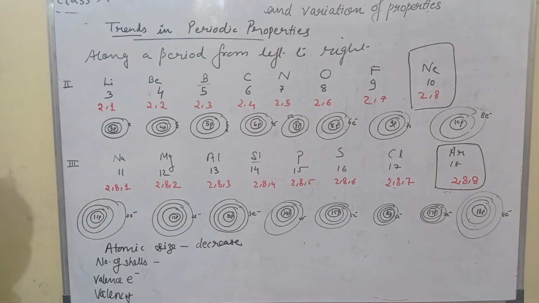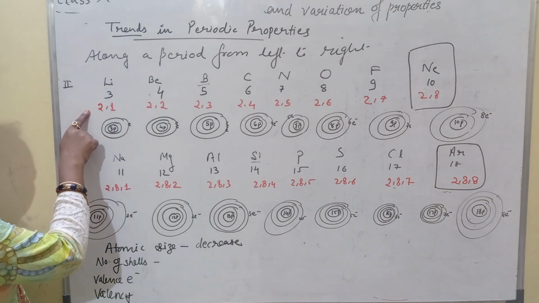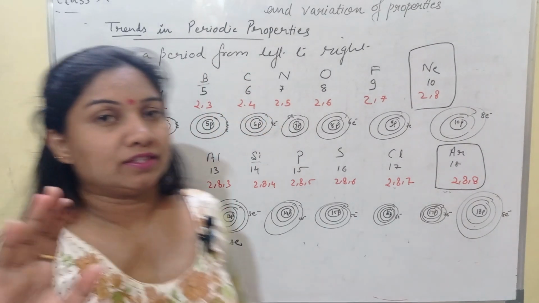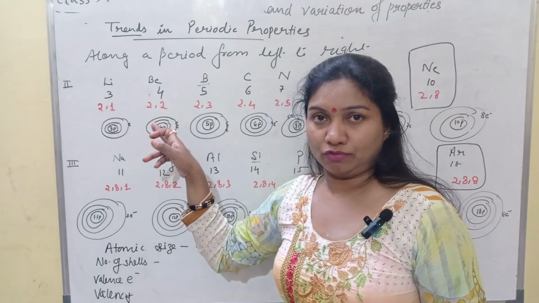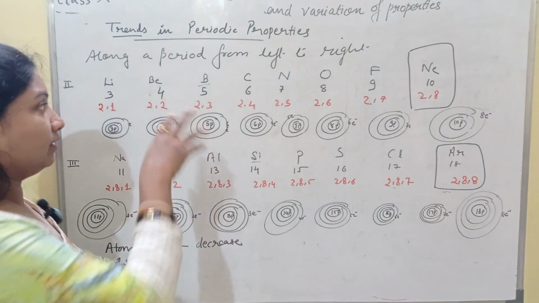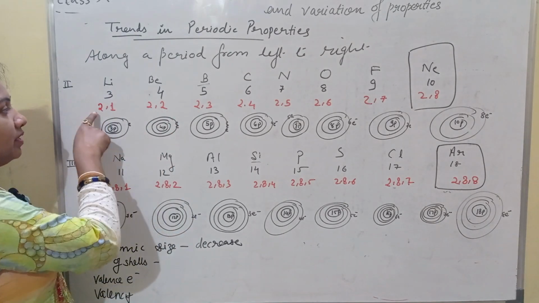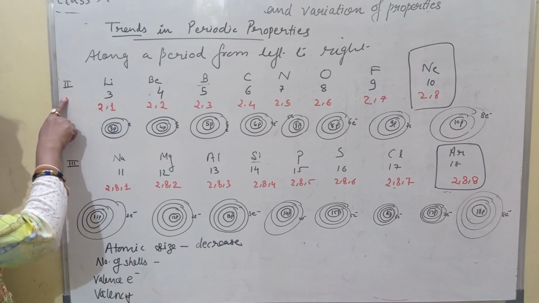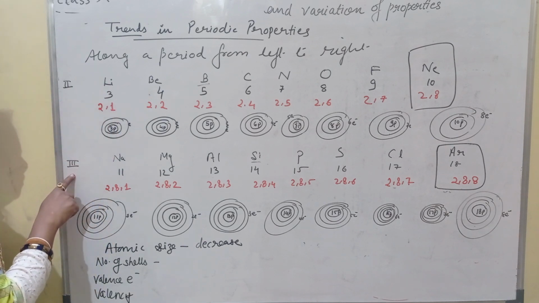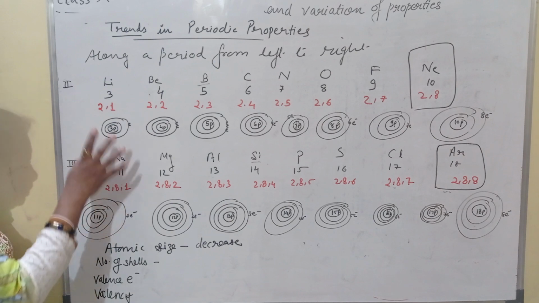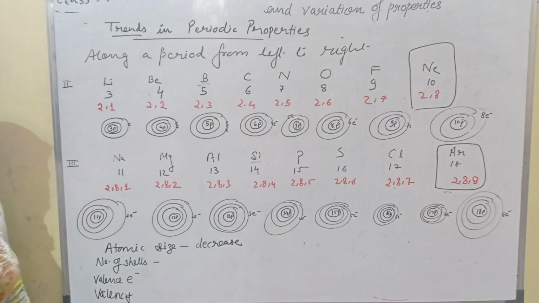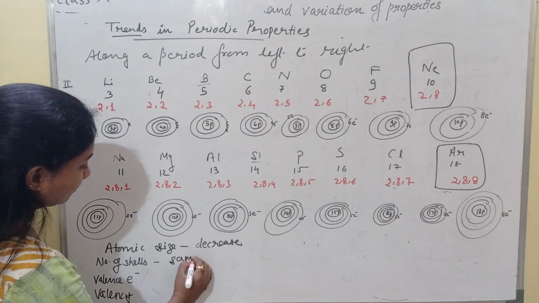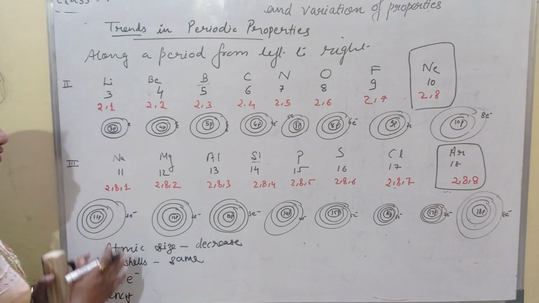Second is the number of shells. You can see the number of shells is 2, 2, 2, 2. It is 2 for all the elements because the period number decides the number of shells. The period in which the element belongs, that period number is the number of shells. Here the elements belong to period 2, that means they have 2 shells. Elements belonging to period 3 have 3 shells. You can see that all these elements have 3 shells and here 2 shells. That means the number of shells is the same. It is neither increasing nor decreasing, it remains the same.